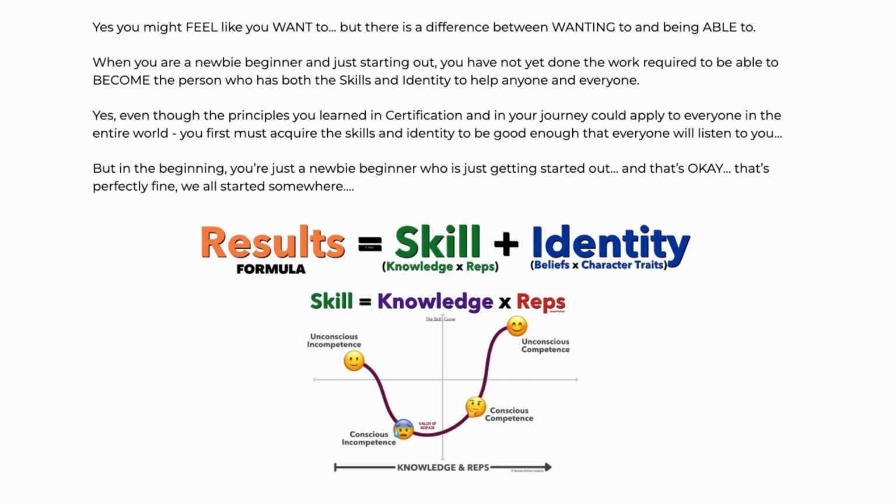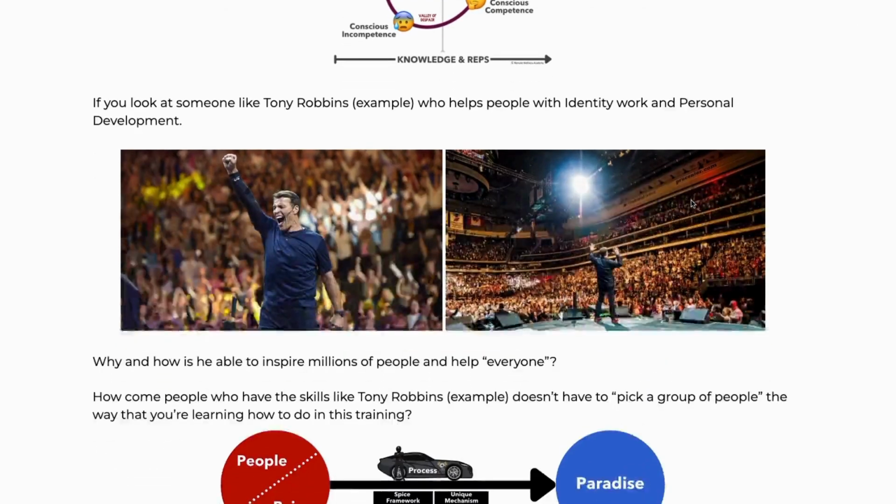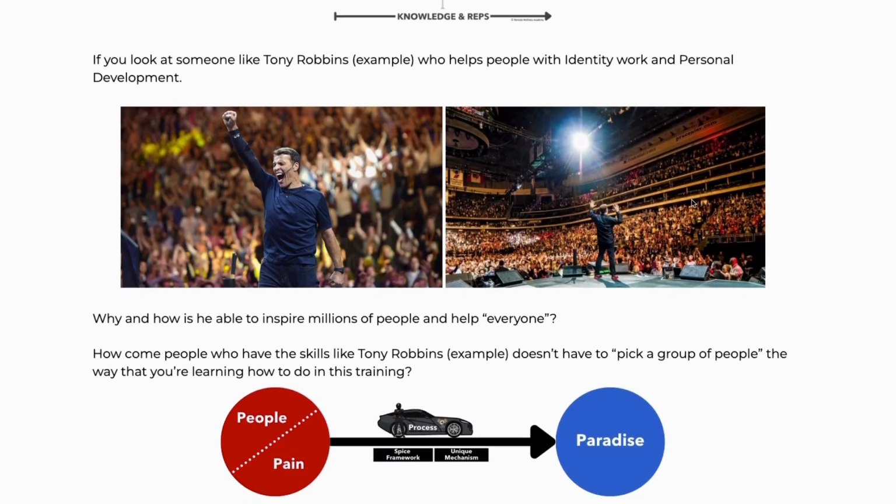And so if you wanted to be like someone, let's say, for example, Tony Robbins, right? Let's say that was the example we're talking about. If you wanted to become someone like that, the question you've got to ask yourself is, hey, what are the skills and identity that I need to develop in order to get to that point? Now, I just want to clarify here. I give Tony Robbins as just an example, okay?